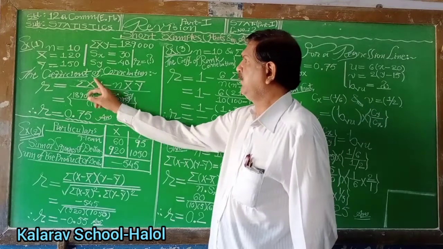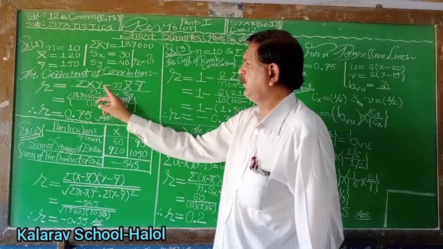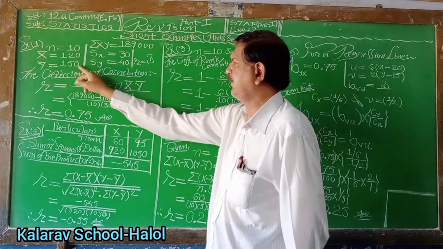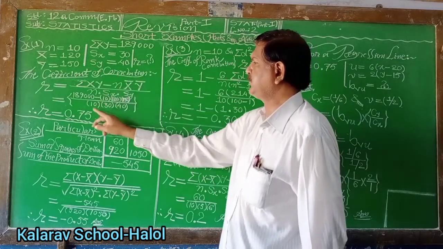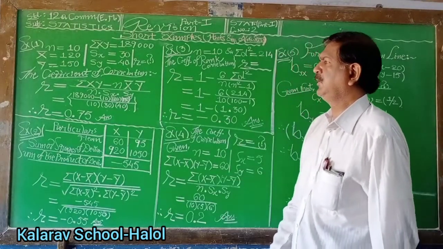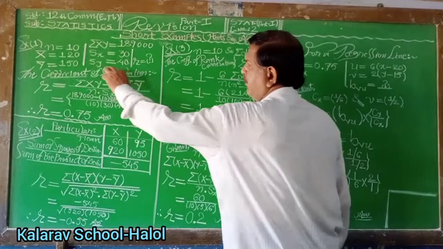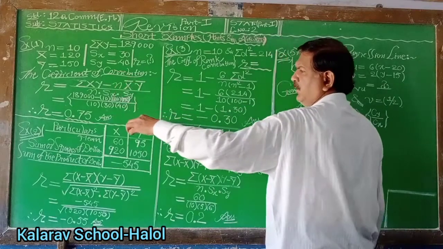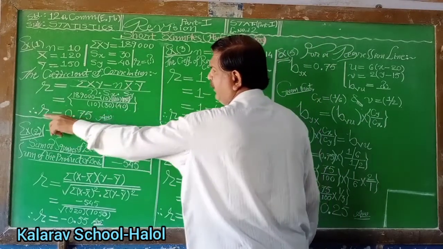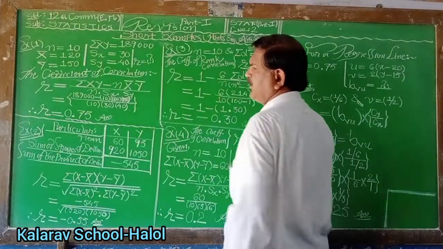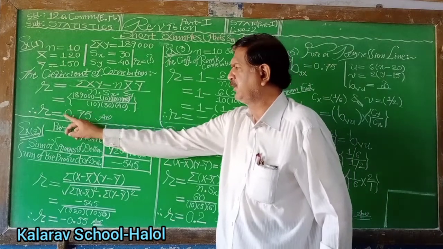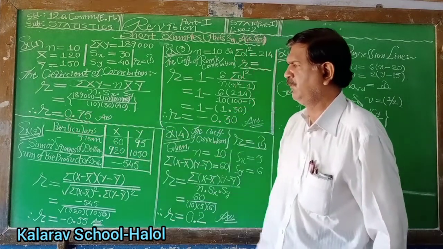Sigma xy 1,89,000 minus n, that is 10, times x bar and y bar, 120 and 150, divided by n, 10, times 30 and 40. Substitute the values and finally the answer will be 0.75. R, the coefficient of correlation, after simplification and calculation, is equal to 0.75.